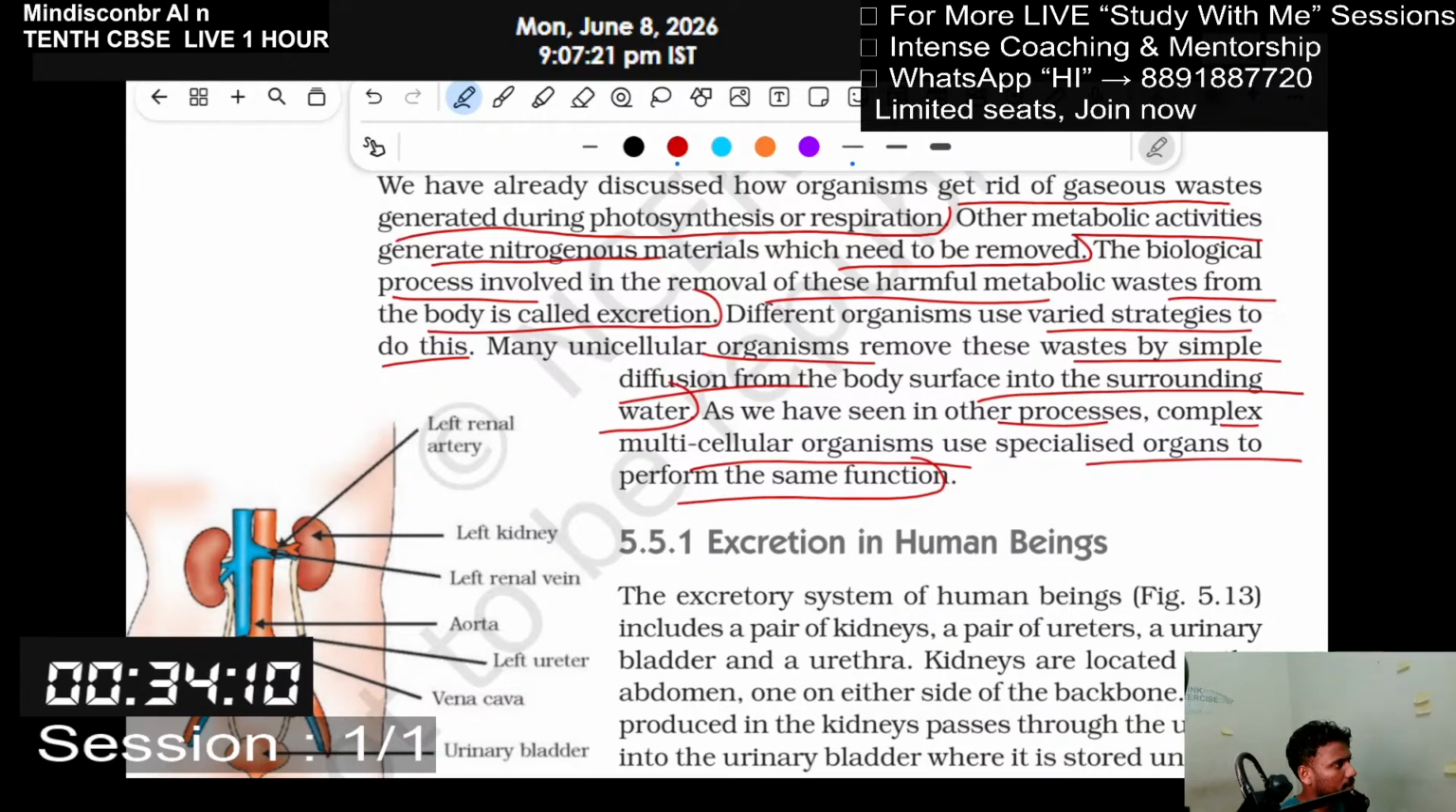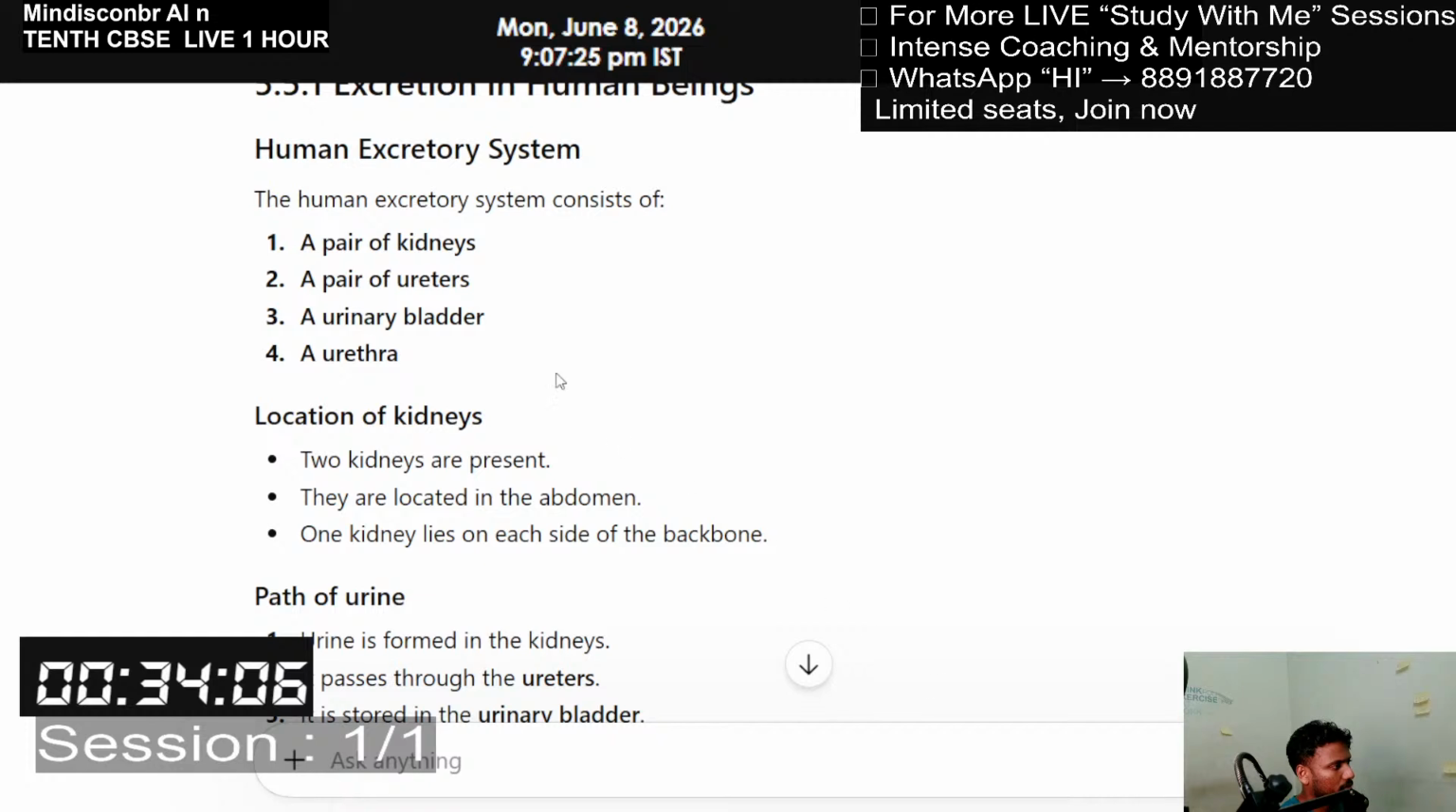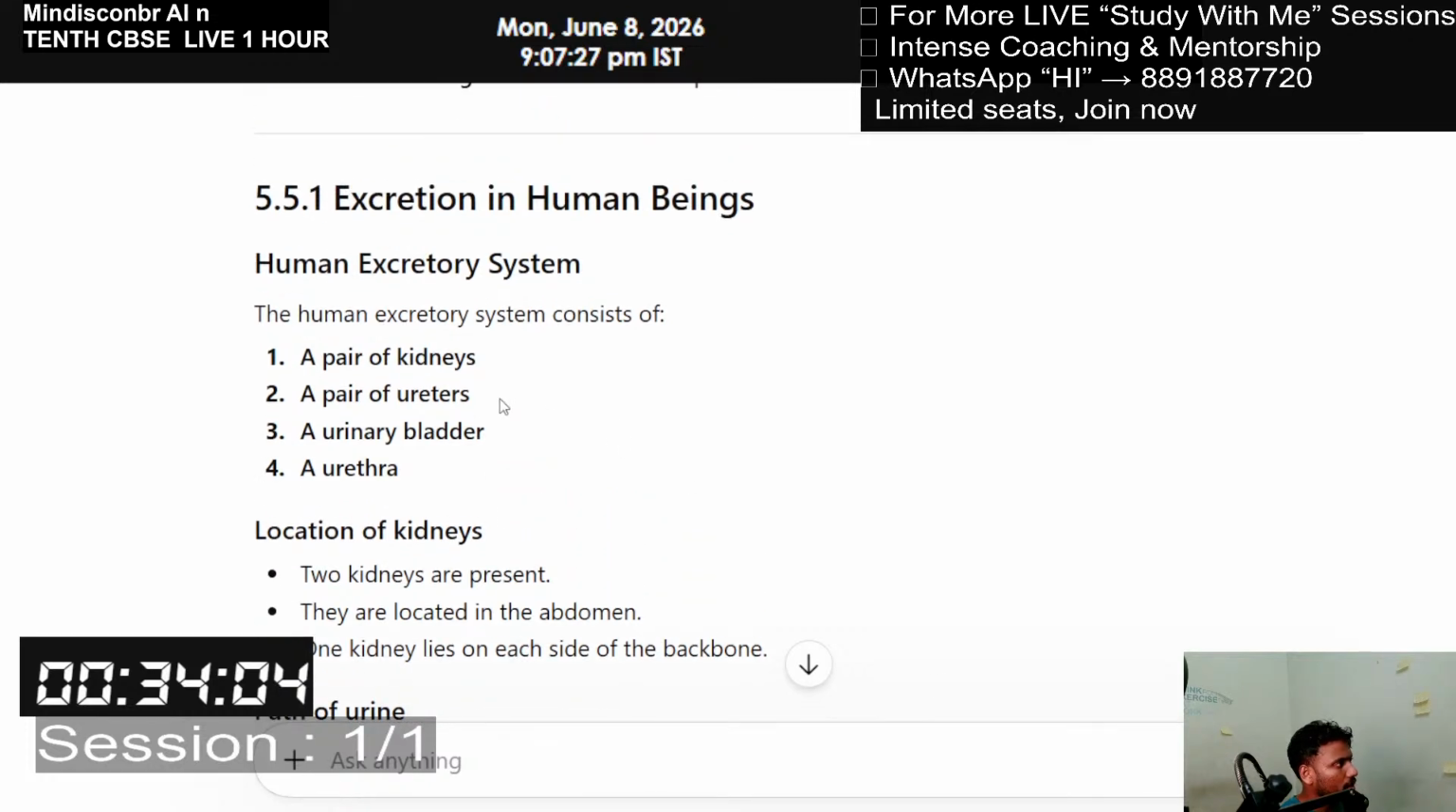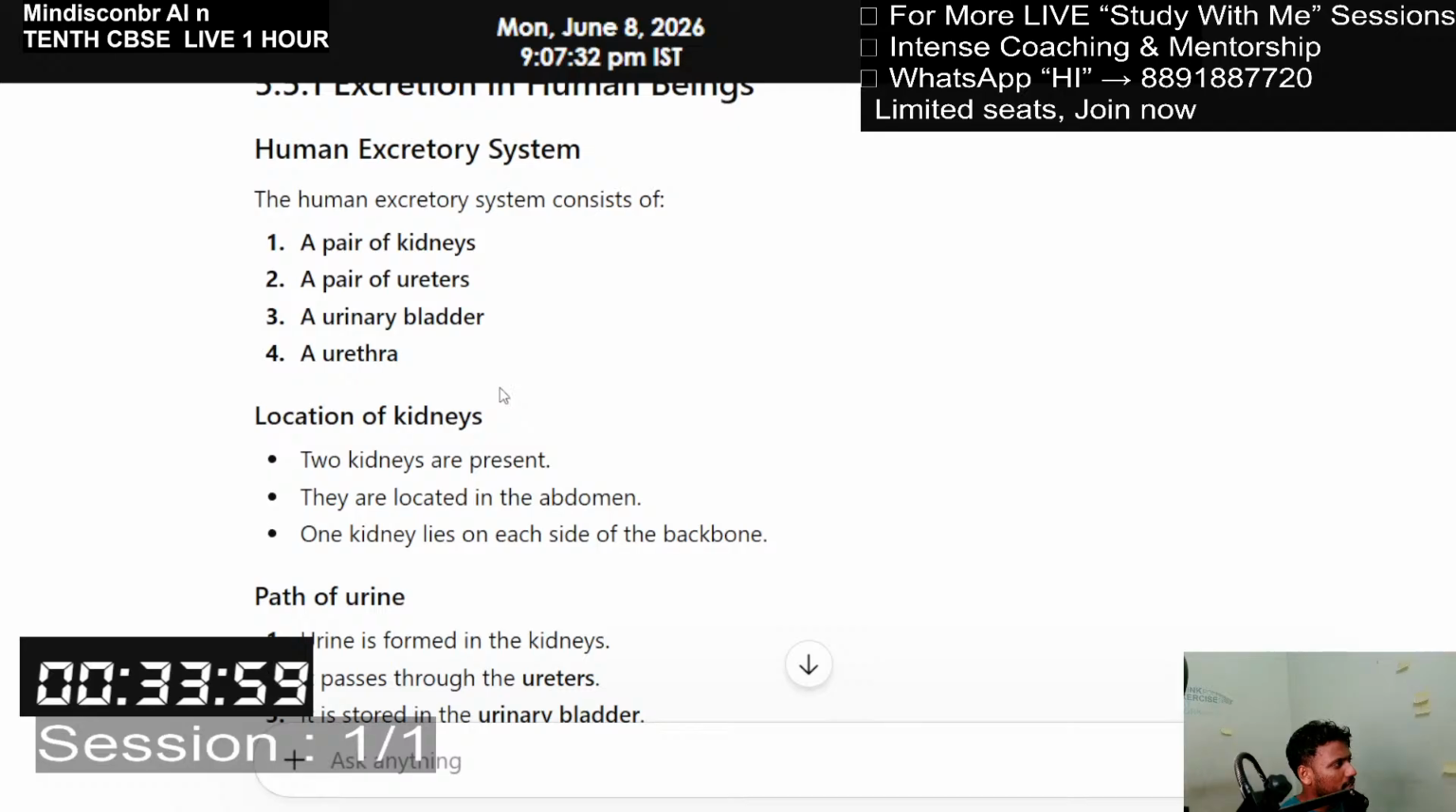Excretion in human beings. Human excretory system. The human excretory system consists of a pair of kidneys, a pair of ureters, a urinary bladder, and a urethra. Location of kidneys: two kidneys are present.